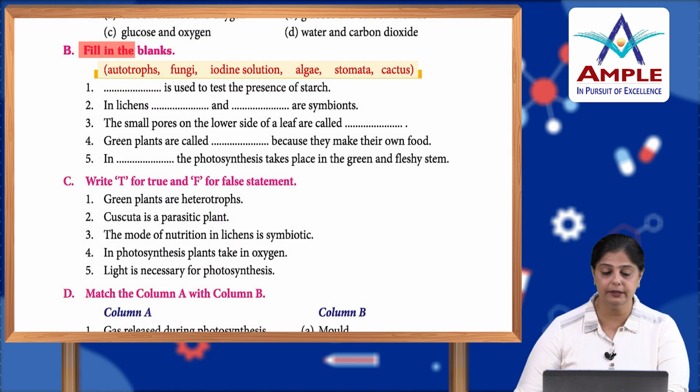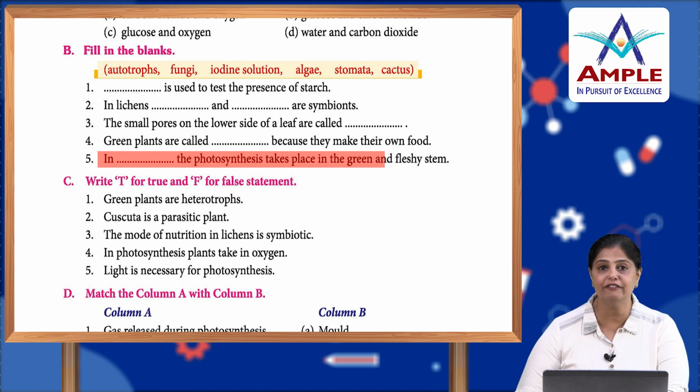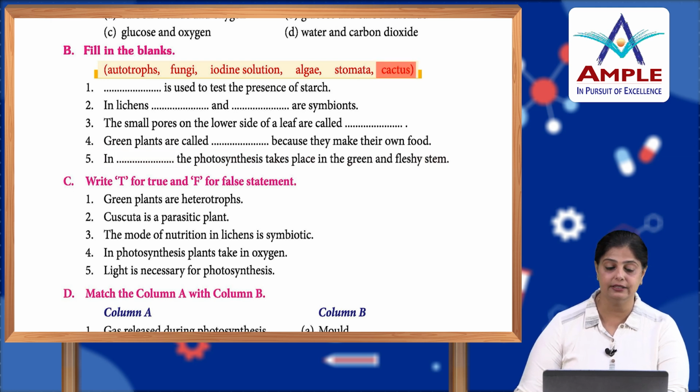Now, fill in the blanks. Dash is used to test the presence of starch. What do we use? We use an iodine solution. In lichens, dash and dash are symbionts. It is fungi and algae. The small pores on the lower side of a leaf are called stomata. Green plants are called dash because they make their own food. They are called autotrophs. In dash, the photosynthesis takes place in the green and fleshy stem, in cactus.